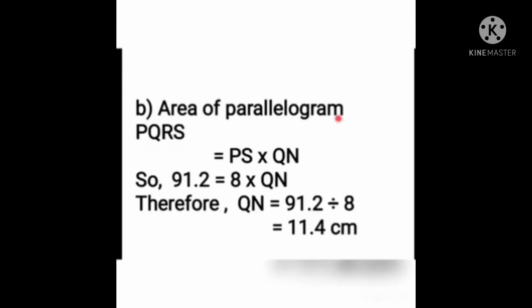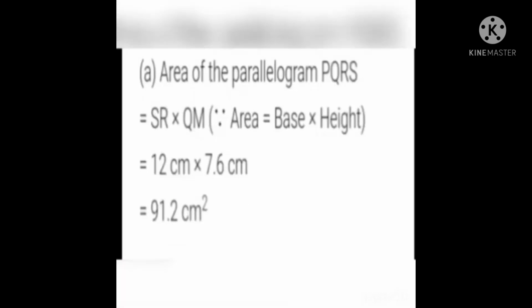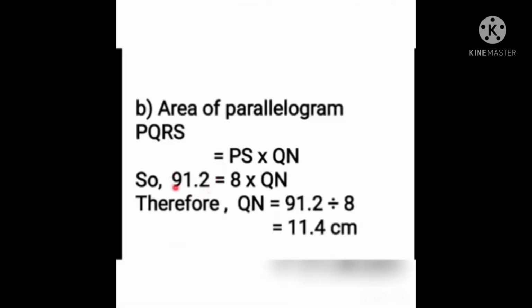We know area of the parallelogram PQRS is PS into QN. Both the formulas we can use; if you are keeping this base, you can take this altitude. So PS into QN. Now area is already known to you, 91.2, because in the first question we found the area. The value of PS is given as 8 and we have to find the value of QN. Solving for QN, 91.2 divided by 8. The length of QN is equal to 11.4 centimeter. In this way we have to find the length.